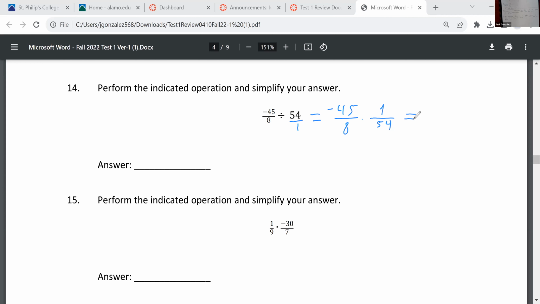What are the factors of 45? 9 times 5. And then 8. Were you doing the fractions? Is that what you're doing? Do you agree that 8 is a bunch of 2s? Yes.